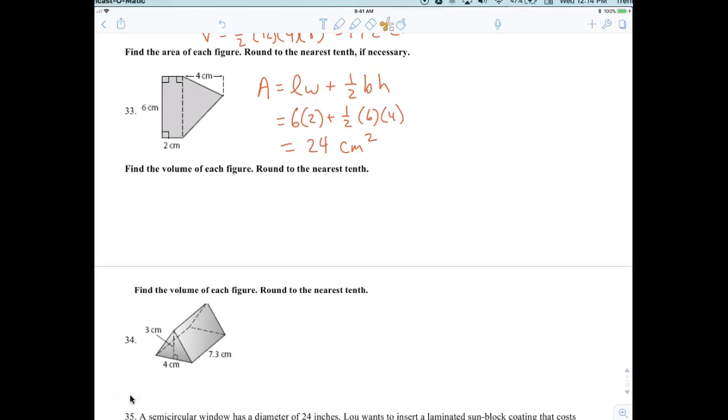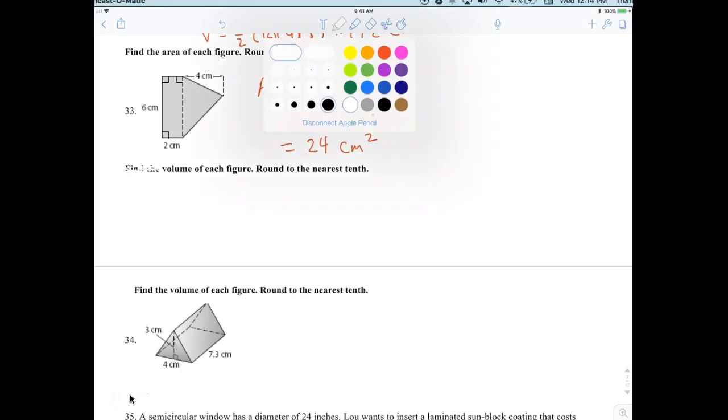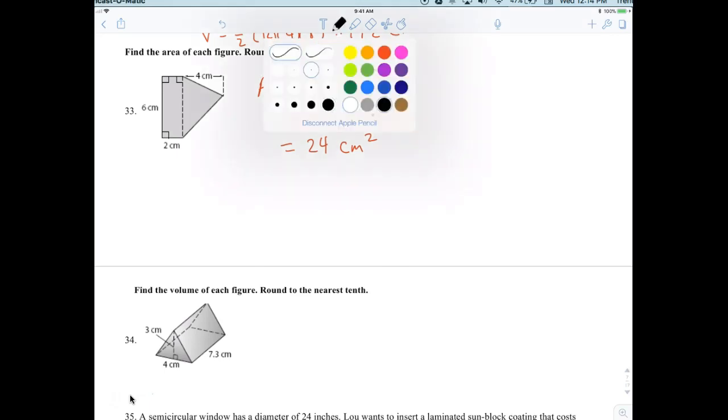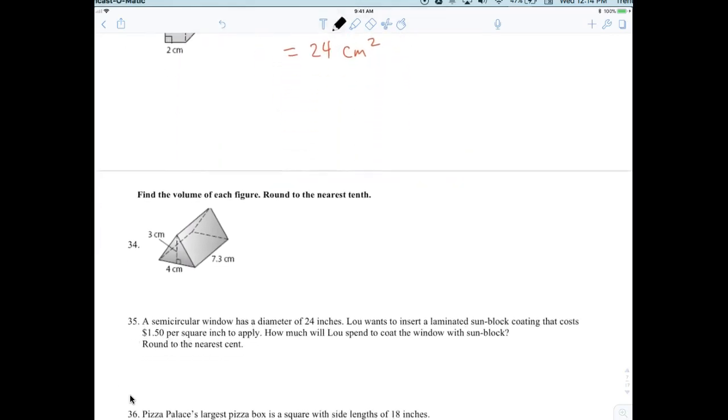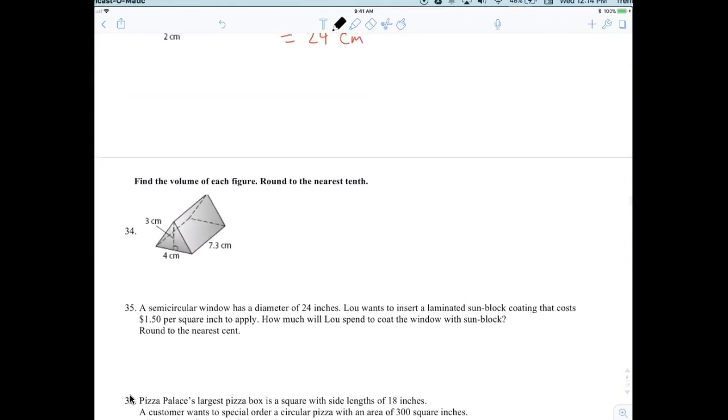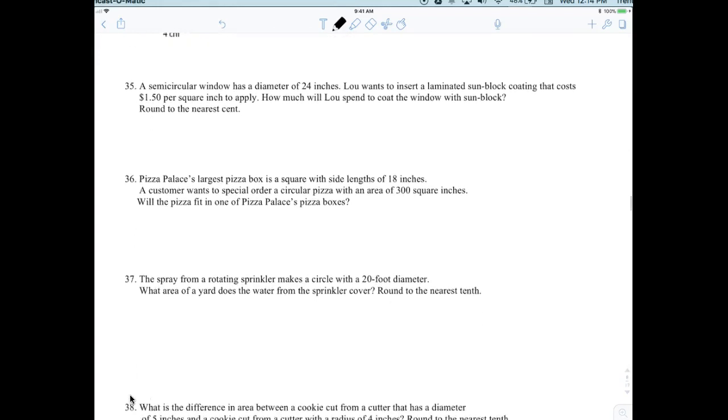All right, here we go. Now, notice what I did here, guys. For whatever reason, this didn't come up, so I moved that. I just want to make sure you don't get confused. All right, here we go. 35.